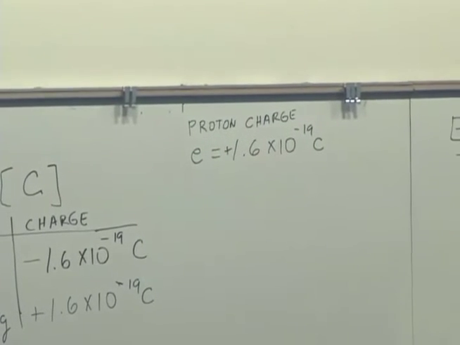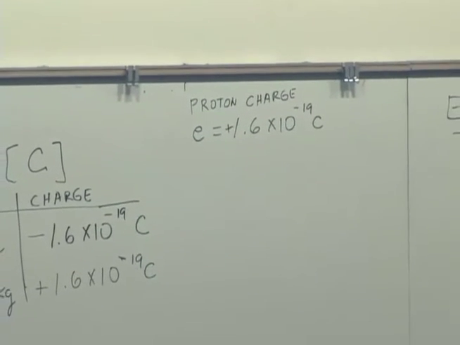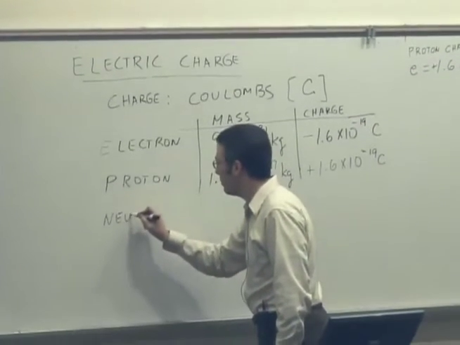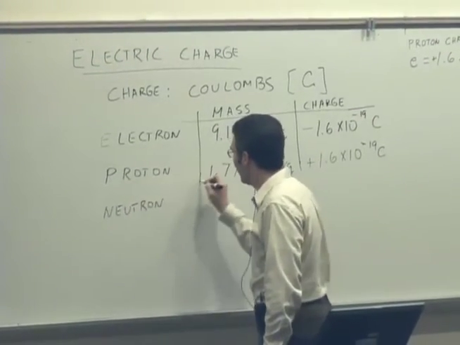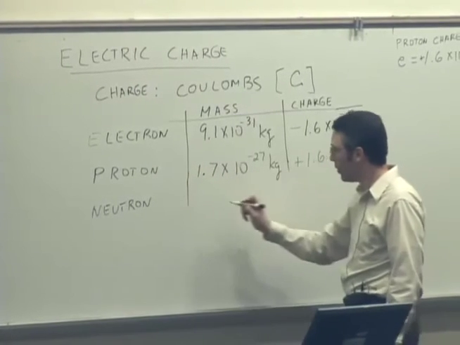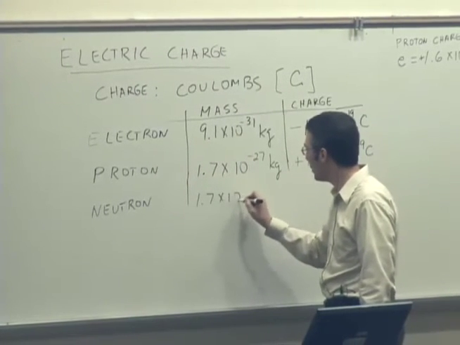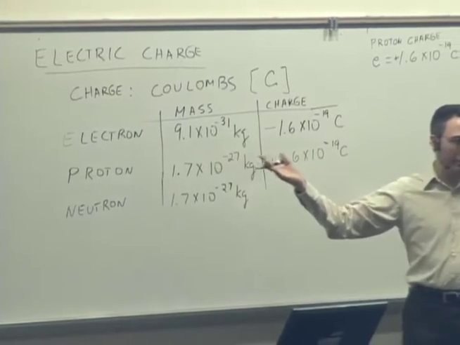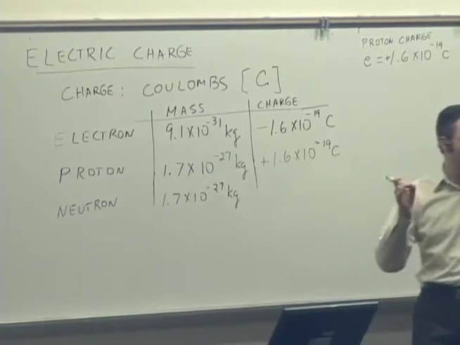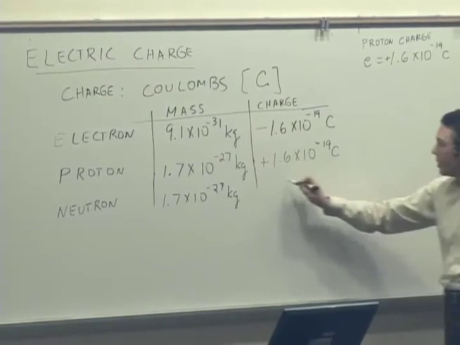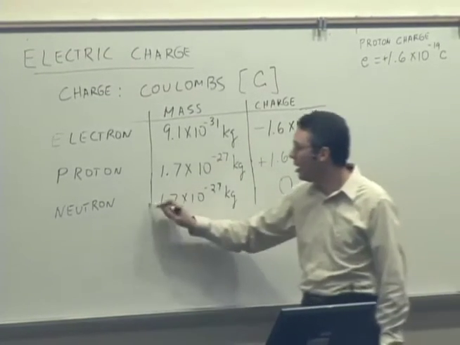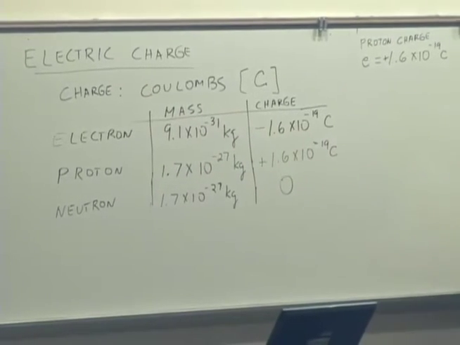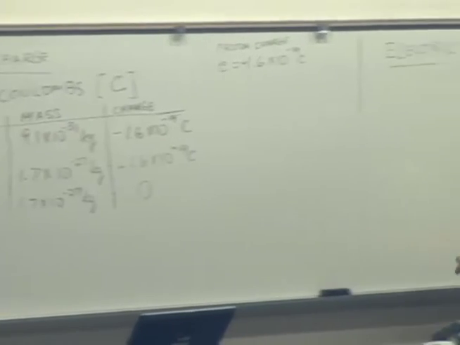What else do you find in an atom? Neutrons, which have a mass a little bit heavier than that of a proton, but close to 1.7 times 10 to the minus 27 kilograms. But the charge is neutral, which means the value is 0. So it has no electric charge. And so these are the three things that are most familiar to us, right? Because protons and neutrons make up nuclei, and electrons surround the nuclei in an atom.